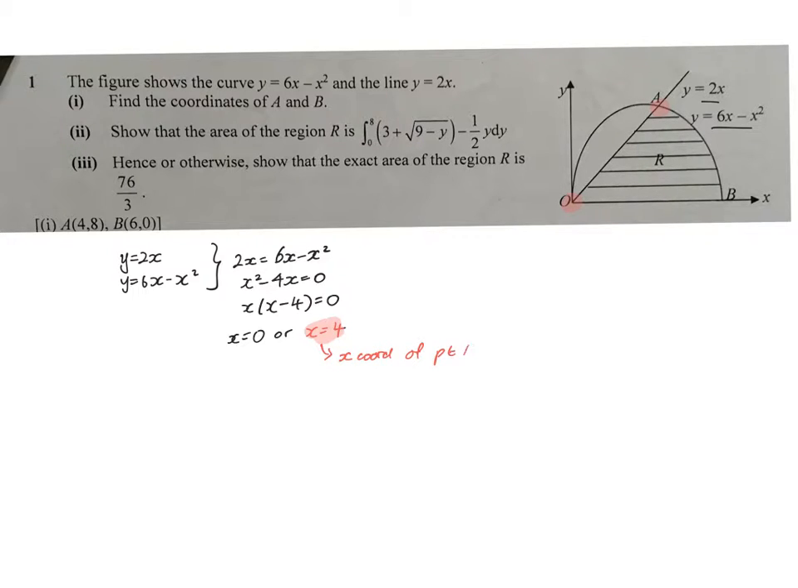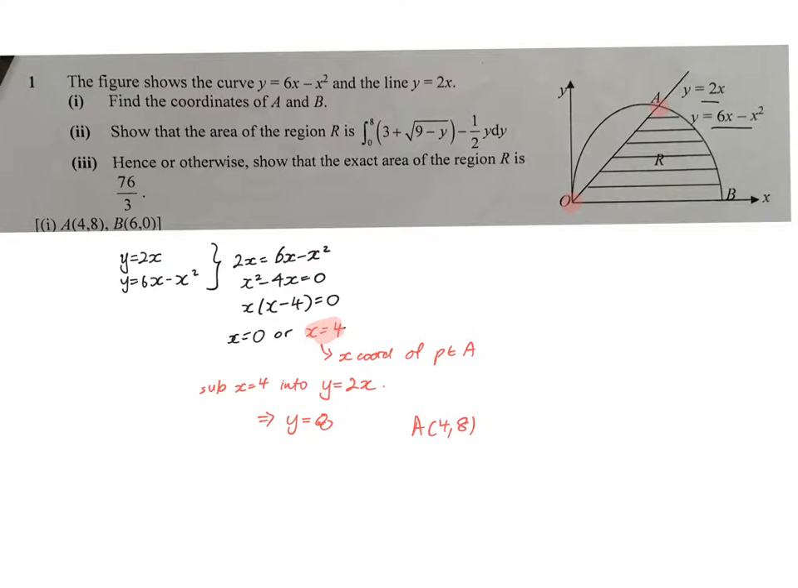Alright, then after that, how do we find the y coordinate? Very simply, we can just substitute. You just substitute x equals 4 into either of the equations. Basically, you can substitute into y equals 2x. Then you can see that y will be equal to 8. Okay, so point A will be the point (4, 8).